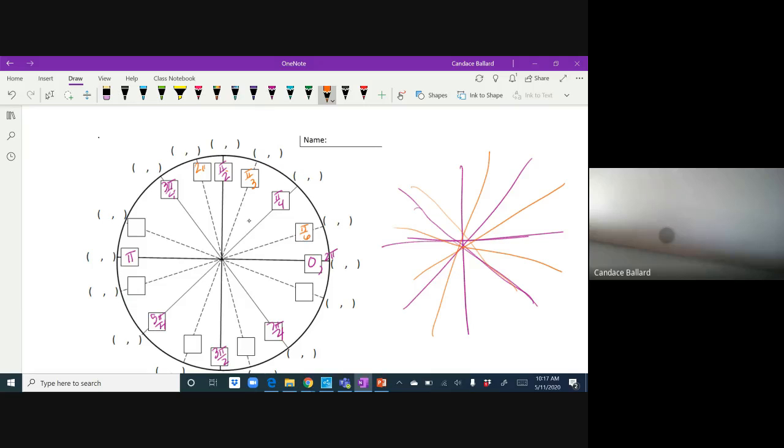4 pi over 6, which reduces to 2 pi over 3. 5 pi over 6. This one's 6 pi over 6. 7 pi over 6. 8 pi over 6, which would be 4 pi over 3. 9 pi over 6 would be that one, which is reduced already. 10 pi over 6 would be 5 pi over 3. And then 11 pi over 6. And then 12 pi over 6 is 2 pi.